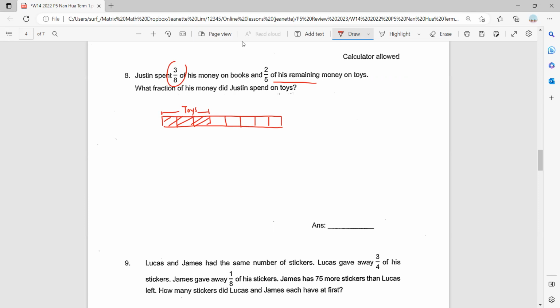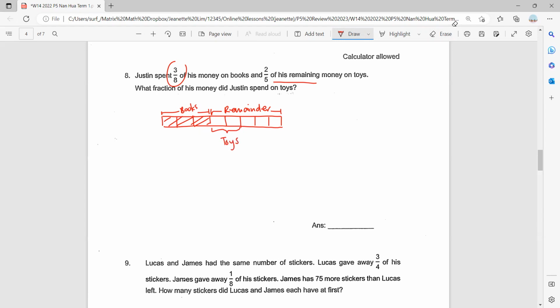Then you have the remainder. Out of the remainder, he spent 2/5 on toys. So, oh sorry, the first one should be books. Okay, so this is books. 2/5 of the remainder. So the remainder has 5 units, right? Just nice. So this will be toys.